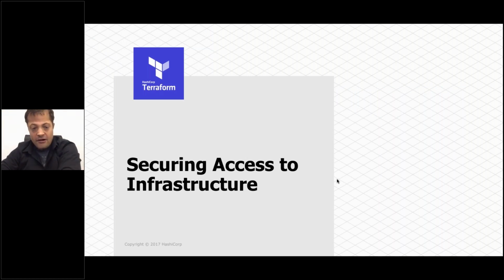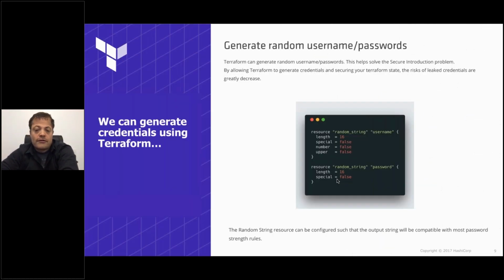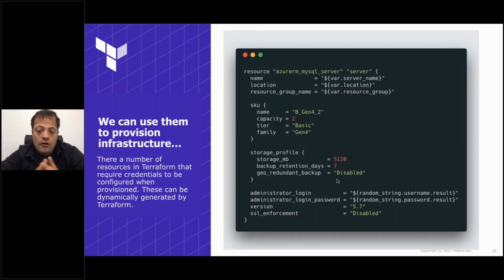So now that we've secured state, we want to make sure that we also secure access to the infrastructure that we provision in Terraform. So Terraform itself can actually create usernames and passwords by using the random string resource. Here you'll see for the username, we have a length of 16, no special characters, no numbers, and no uppercase characters. But you could configure this to work with almost any password strength type rules that you would want for your infrastructure. So here we're creating the credentials, and we can use those credentials when we're provisioning infrastructure.